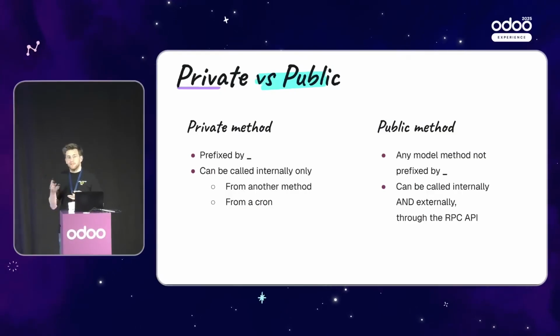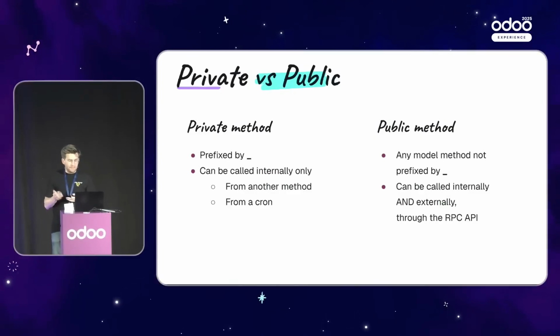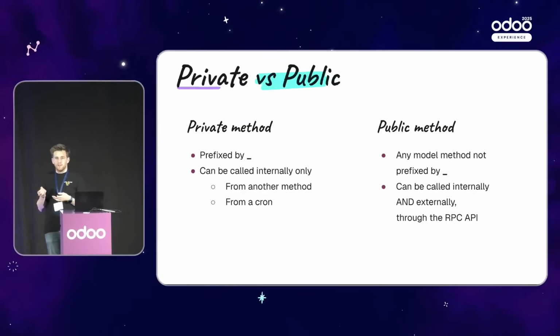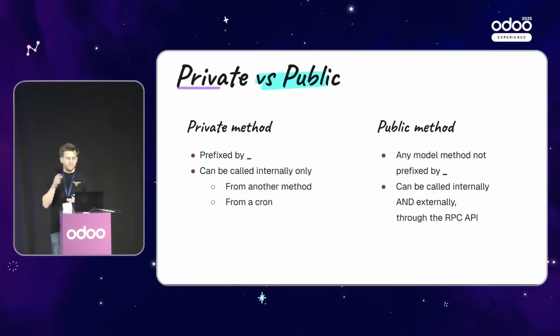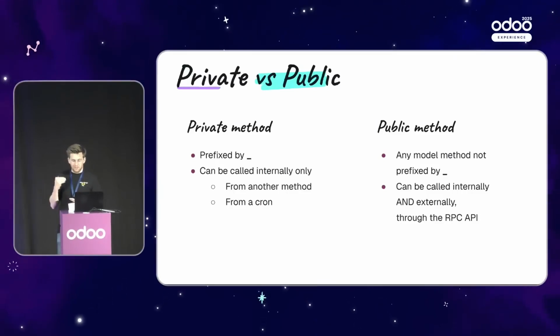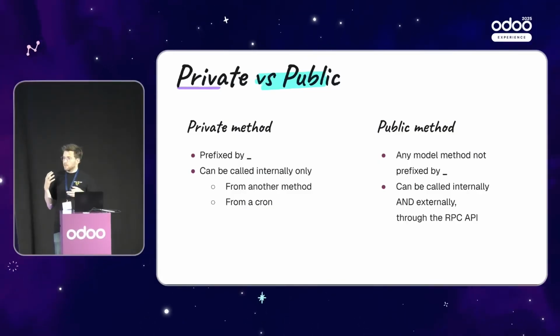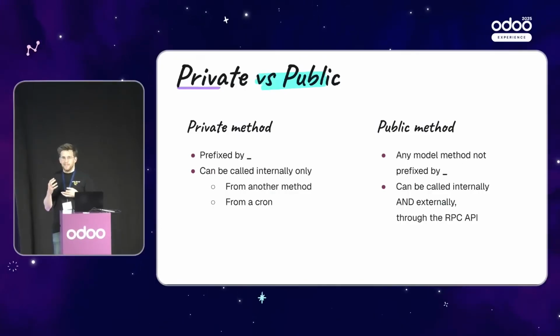When you are creating a model inside Odoo, a private method is prefixed by an underscore. By putting the underscore as a prefix of the method, you say you cannot access that method through the XML RPC or the JSON RPC API. You can only call it internally through another method or through a cron and things like this. On the other hand, any method which does not start with an underscore is considered public, and it can be called externally as well as internally.